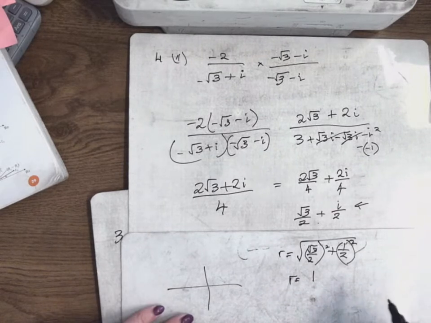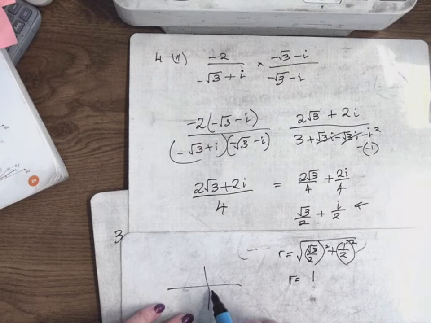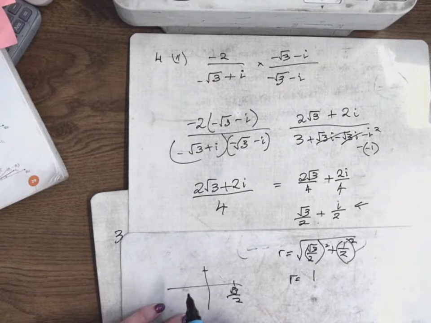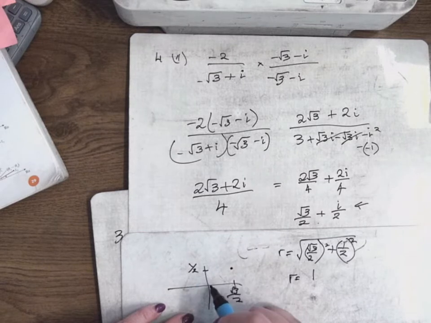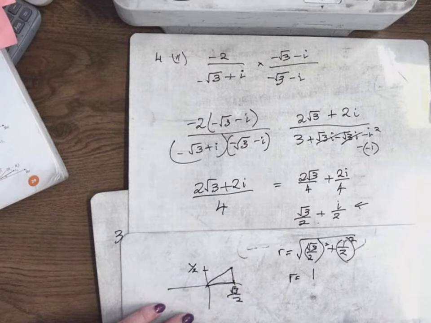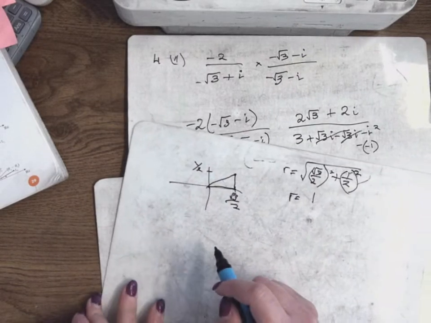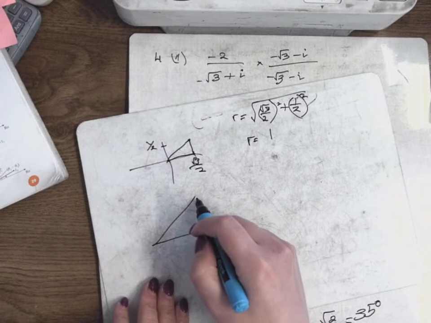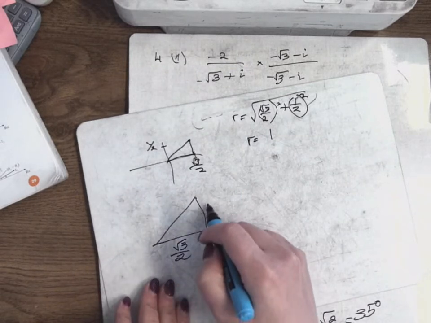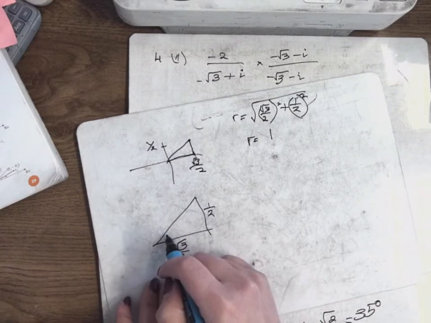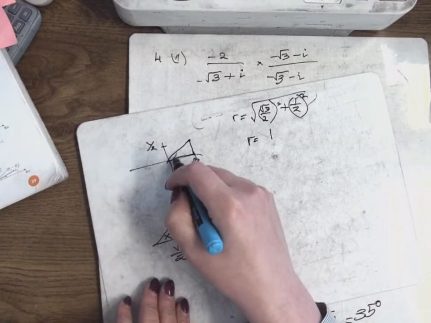Right, then a quick sketch. Now it's not accurate, but it's across root 3 over 2 and up a half, so there's the complex number. Join it to the origin and make a right angle triangle. This side measures root 3 over 2 and this side measures a half, and I'm going to get this angle here.